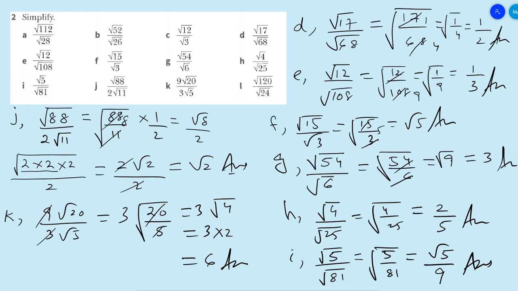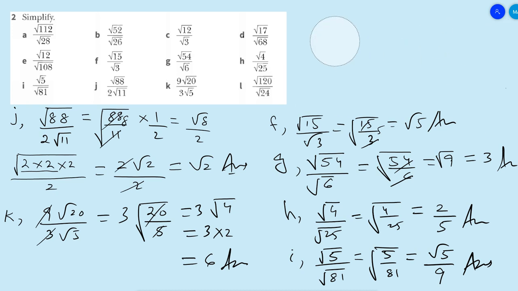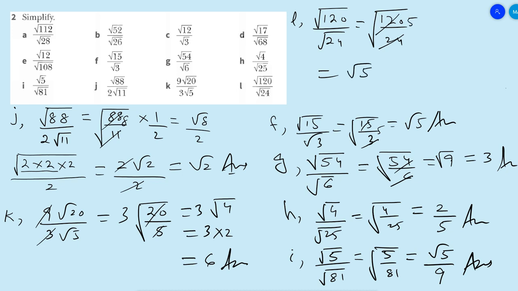Come to part L. I want to make some space. Part L is 120 root upon 24 root. This can be written as 120 upon 24 whole root. 24 ones are 24, 24 fives are 120, and square root of 5 is not a whole number, so therefore this is our final answer of part L. Part L answer is root 5. This is part L and this is question number 2.